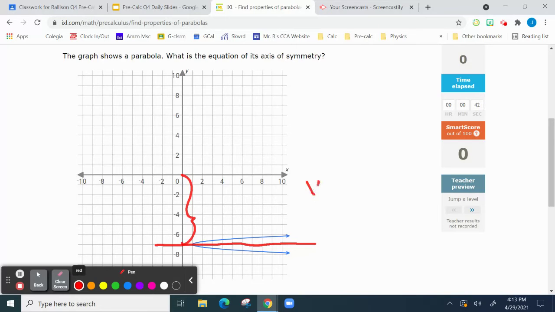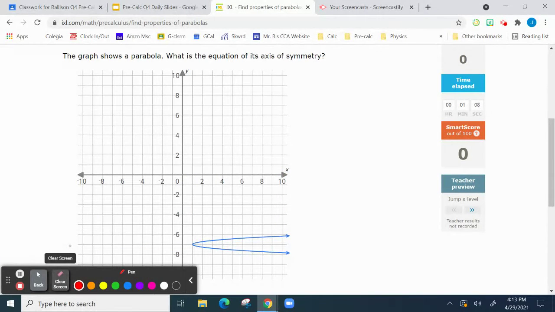So the equation of that line is y equals -7, because you can put in any x you want. When x equals 4, y equals -7. If x equals 10, y equals -7. If x equals -8, y equals -7, all the way on. So that's the equation of the line of symmetry.